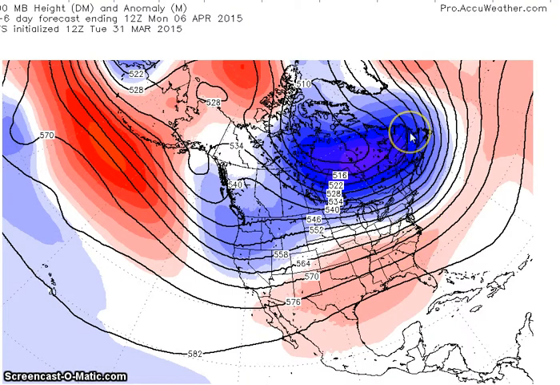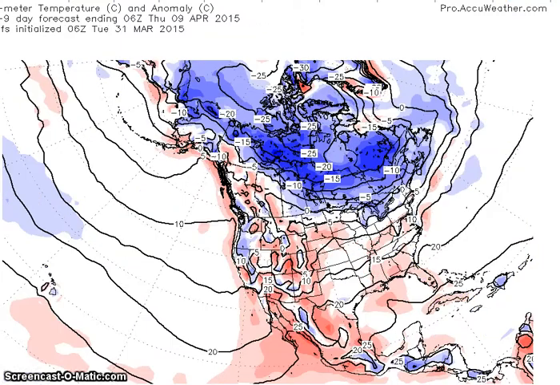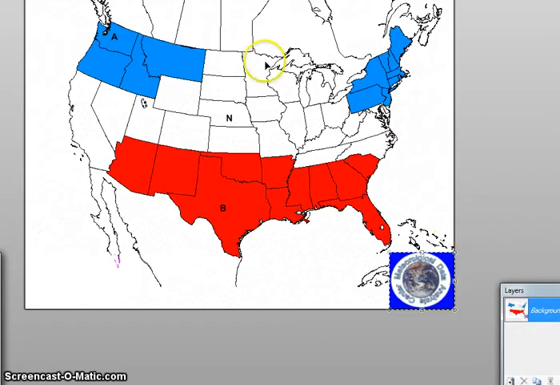Temperature anomalies during this period will be still about 5 degrees below normal in the northeast and about 5 to 20 degrees above normal in the west. So during this forecast period, I'm forecasting below normal temperatures here and here, above normal temperatures for this region.